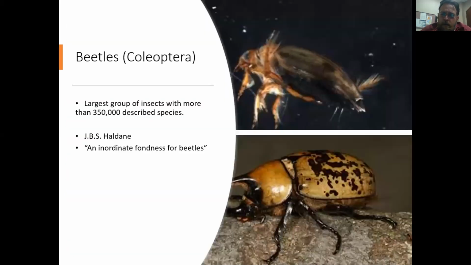Beetles. We could spend many different presentations talking about the beetles. Their name, Coleoptera, means stone wing, and that is a reference to that front pair of wings being modified into that hardened elytra, or hardened wing that we call an elytra.